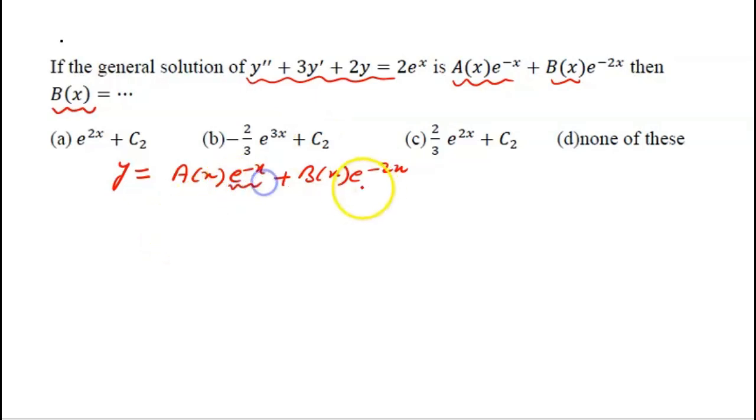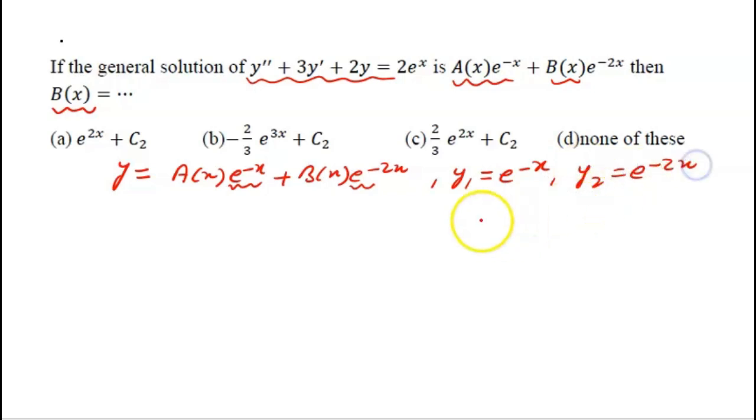First of all, you look at these two terms, that is y1 is equal to e to the power minus x and y2 is equal to e to the power minus 2x, are the two solutions, right, of its corresponding homogeneous linear differential equation. Get confused? Don't worry. Look at the process first. What I told, take this e to the power minus x as y1 and e to the power minus 2x as y2. And then there is something called Wronskian.